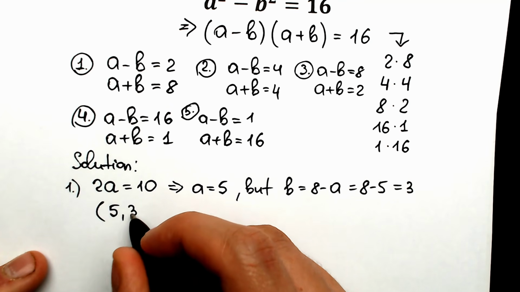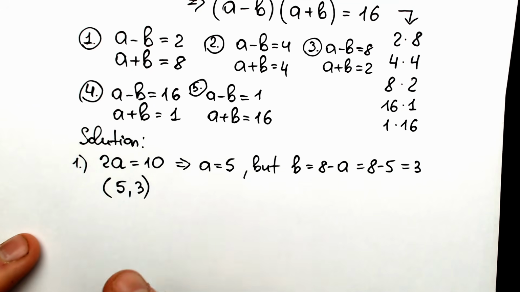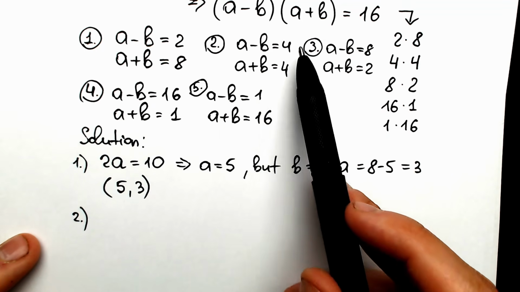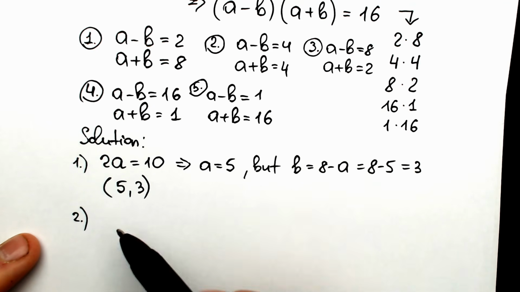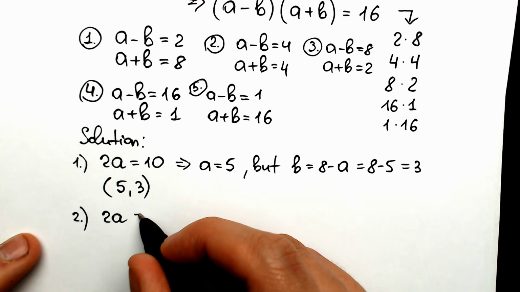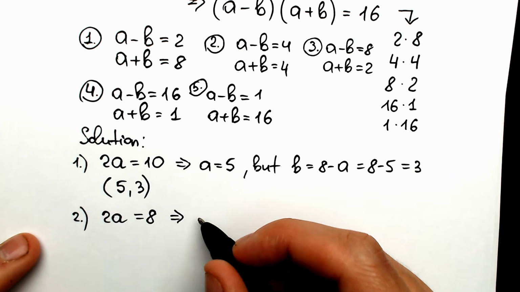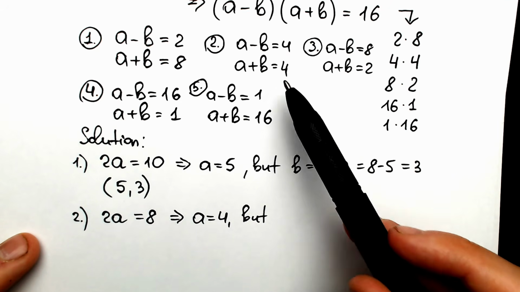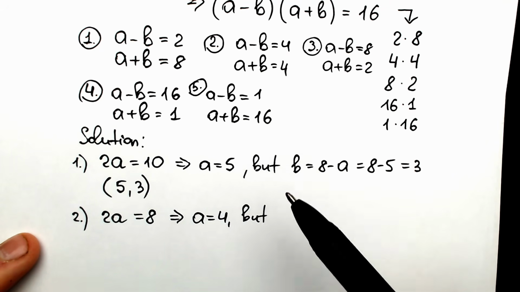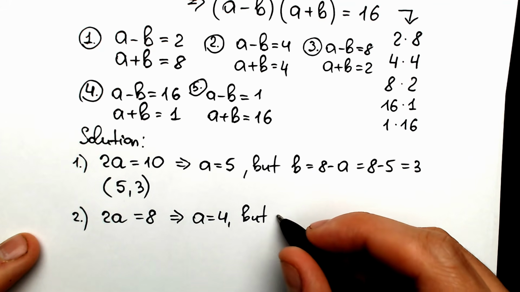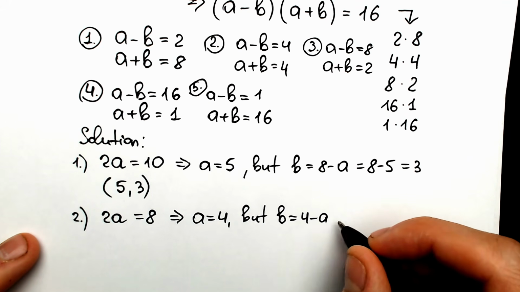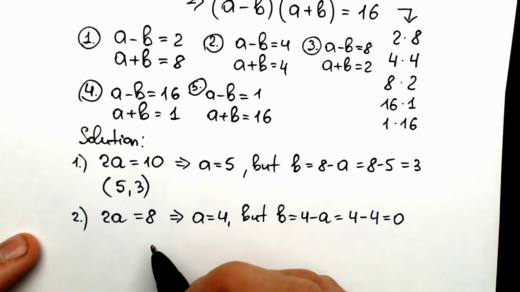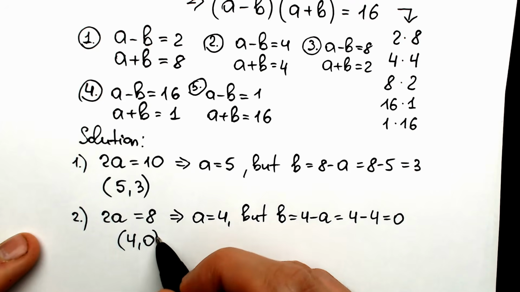Let's quickly solve our second system of equations, according to the same logic. 2a equal to 8, and from here our a is equal to 4. But what about b? b equal to 4 minus a. So from here we have 4 minus 4 equal to 0. So we have our second pair: 4 and 0.